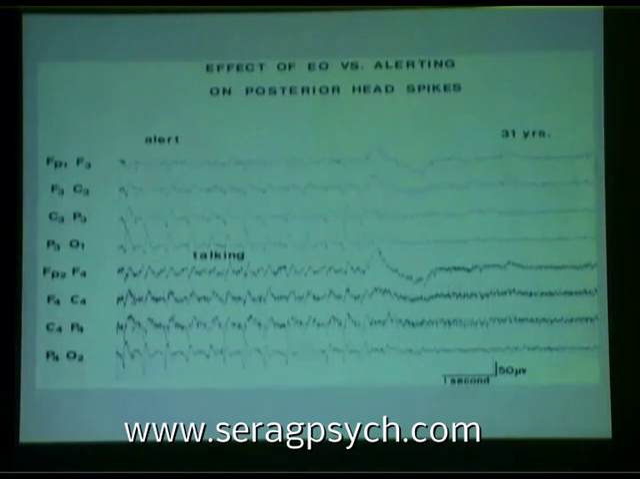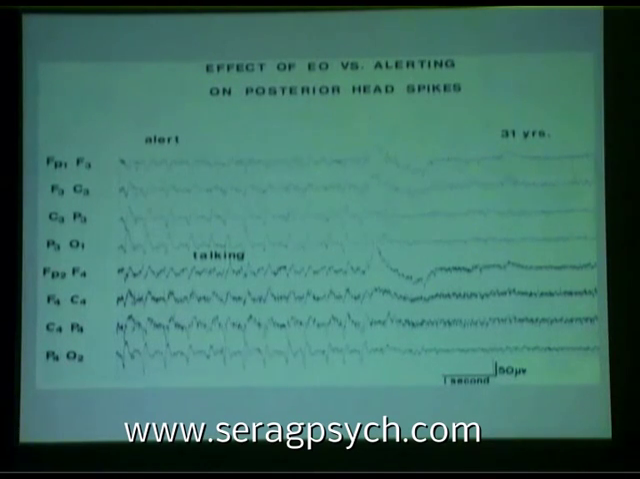Now, it's interesting that he underlines very clearly the principle that occipital spikes are present with the eyes closed. Eyes closed. Notice he's alert, he's talking, and he's having occipital spikes. As soon as he opens his eyes, spikes go away.